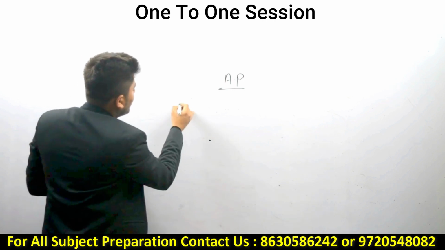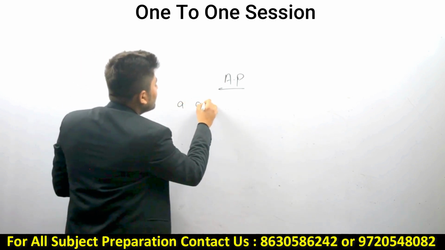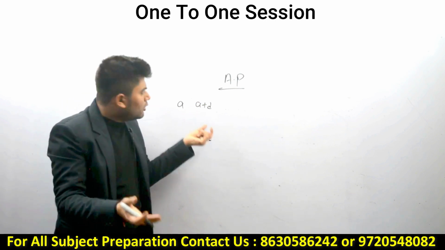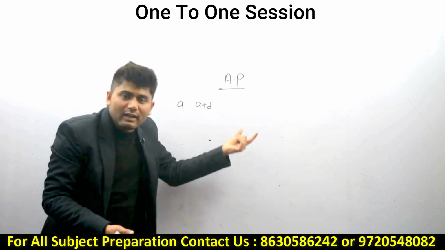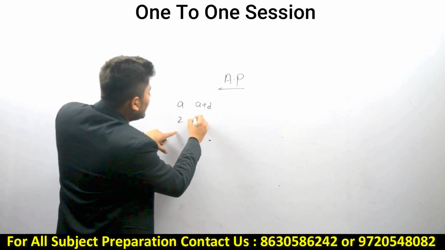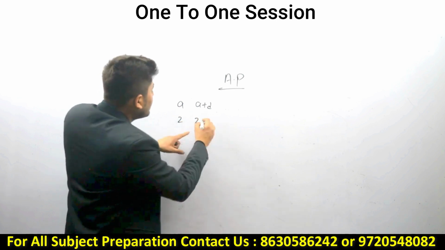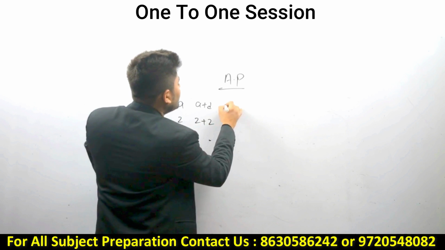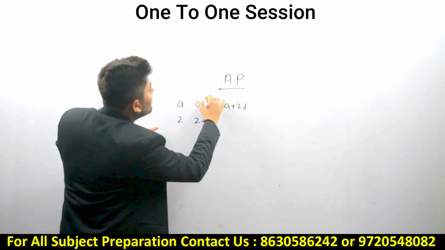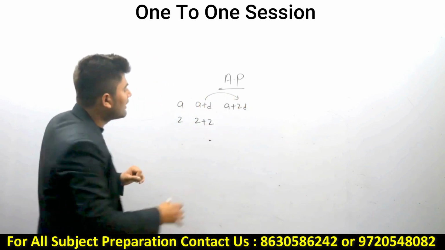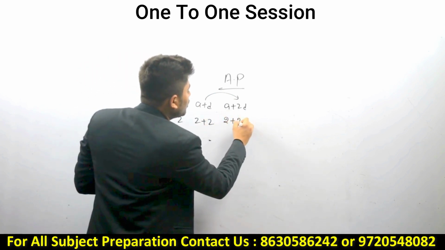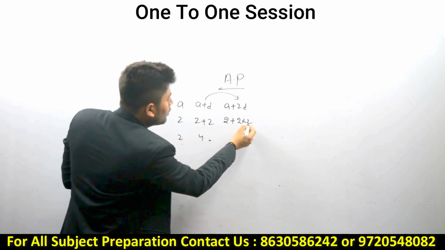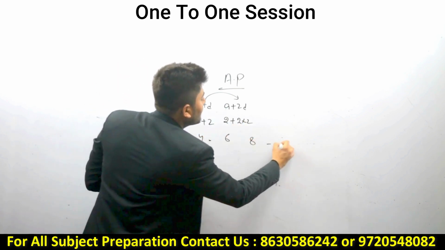Let's suppose the first term is A and the second term is A plus D. Say I have A as 2 and the common difference is 2. So A plus 2 gives you the second term, which will be 4. The next term is A plus 2D: I am adding one more common difference to the second term. So you will get 2 plus 2 into 2, that is 6, then 8, and so on.